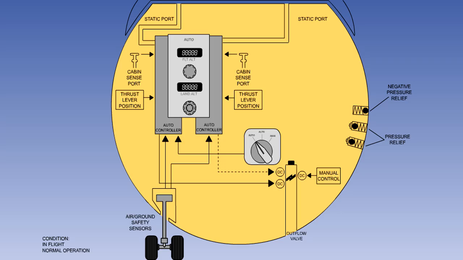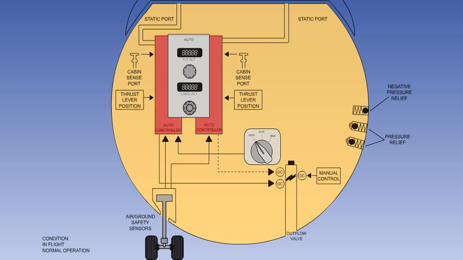This schematic diagram shows the arrangement of the pressurization control system of a modern passenger transport aircraft. The automatic controllers are duplicated and have inputs from the aircraft static pressure sensing system, the cabin pressure sensors, and the air-ground logic system. If pre-pressurization, that is, pressurization on the ground prior to takeoff, is part of the schedule, then inputs are also required from the thrust lever positions.